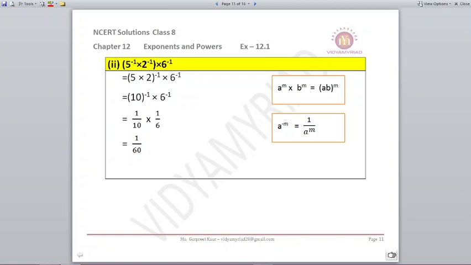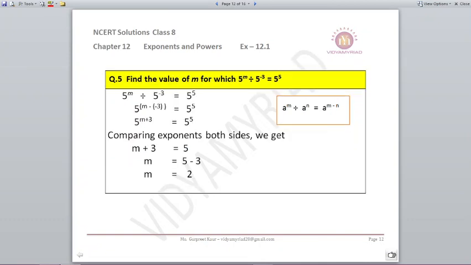5 raised to power minus 1 into 2 raised to power minus 1 into 6 raised to power minus 1. Now you have same powers, 5 raised to power minus 1 and 2 raised to power minus 1. We can multiply the bases and keep the power outside the bracket. So it becomes 5 into 2 the whole minus 1 into 6 raised to power minus 1. 5 into 2 is 10. So 10 raised to power minus 1 multiply by 6 raised to power minus 1. Remove the negative power. So it becomes 1 upon 10 into 1 upon 6. So the answer is 1 upon 60.